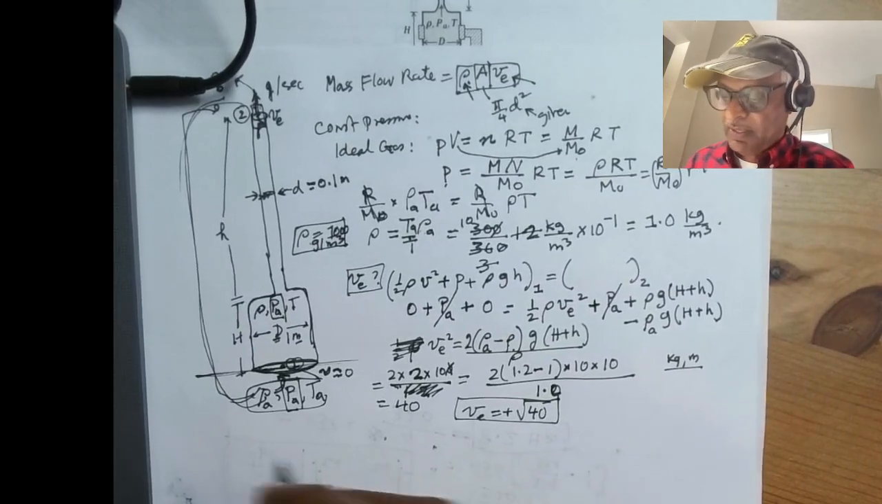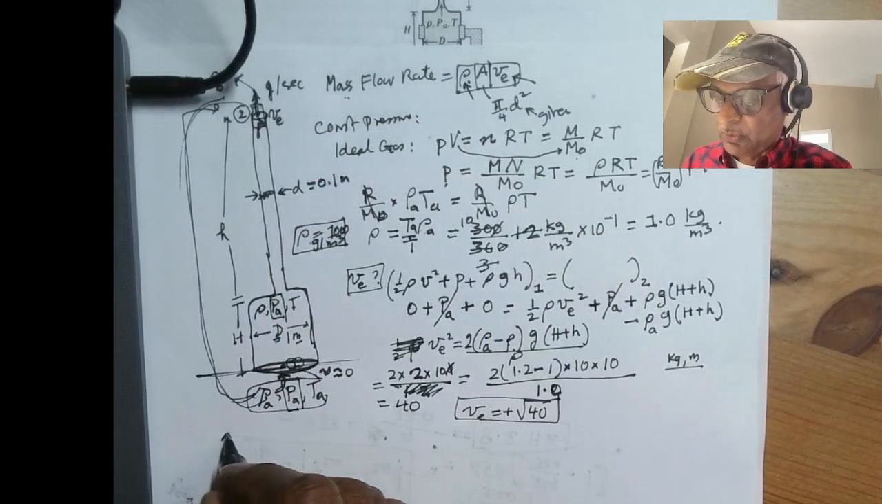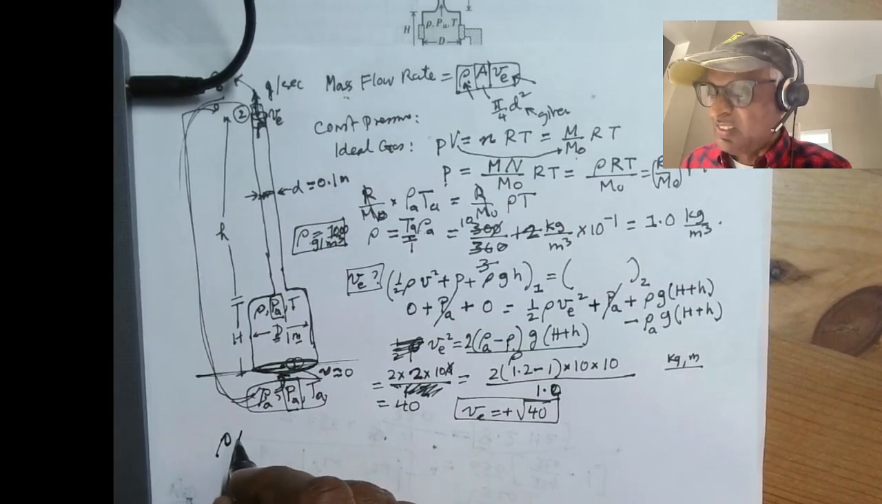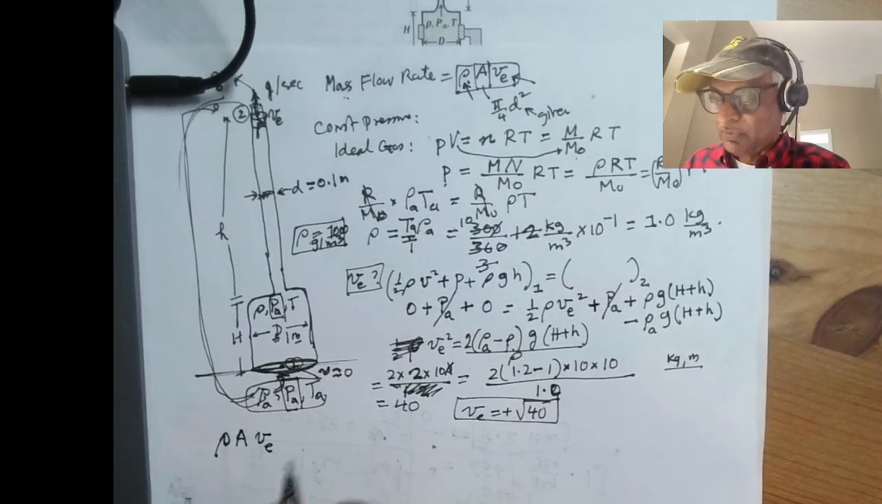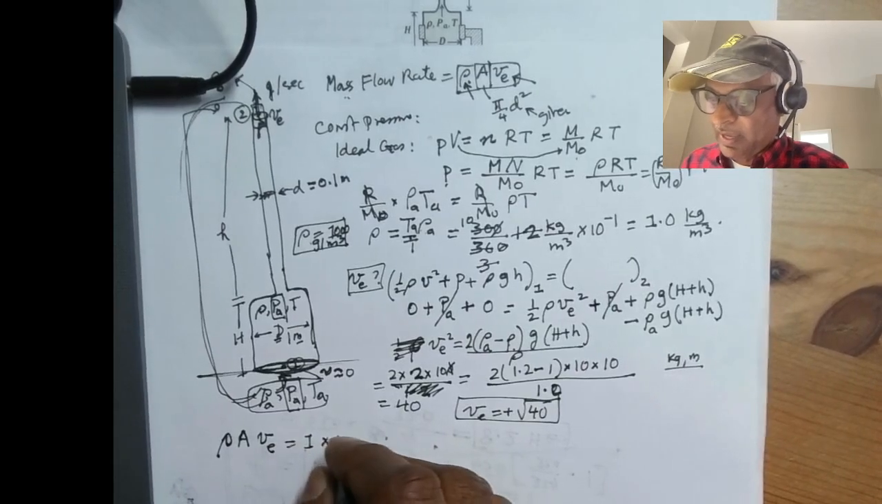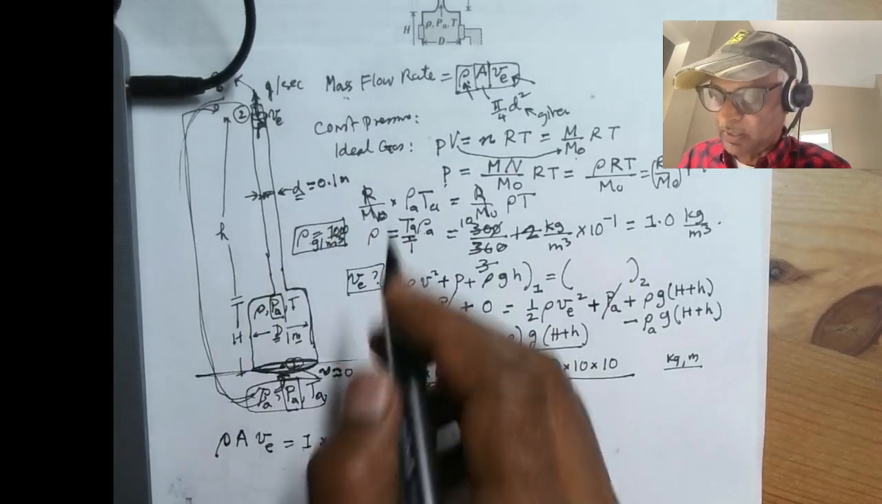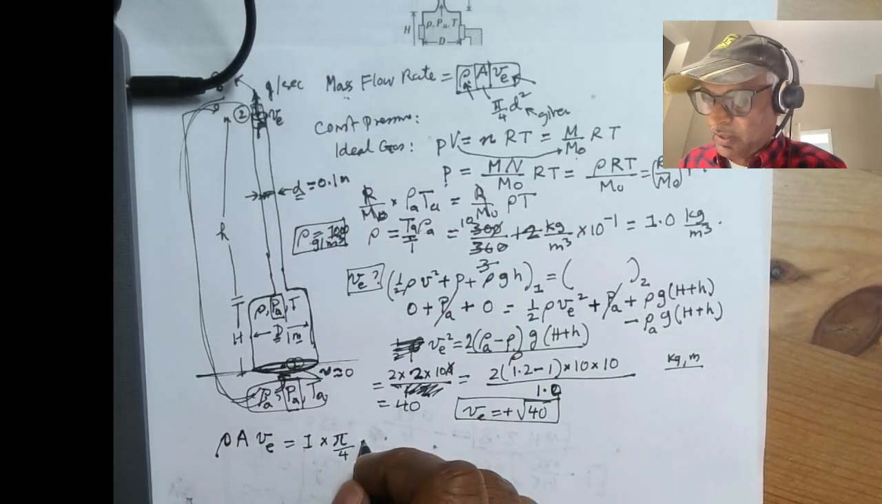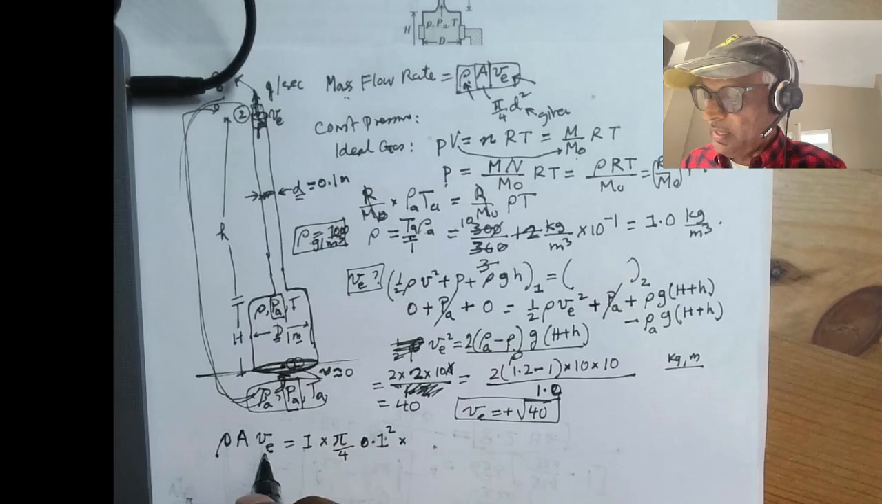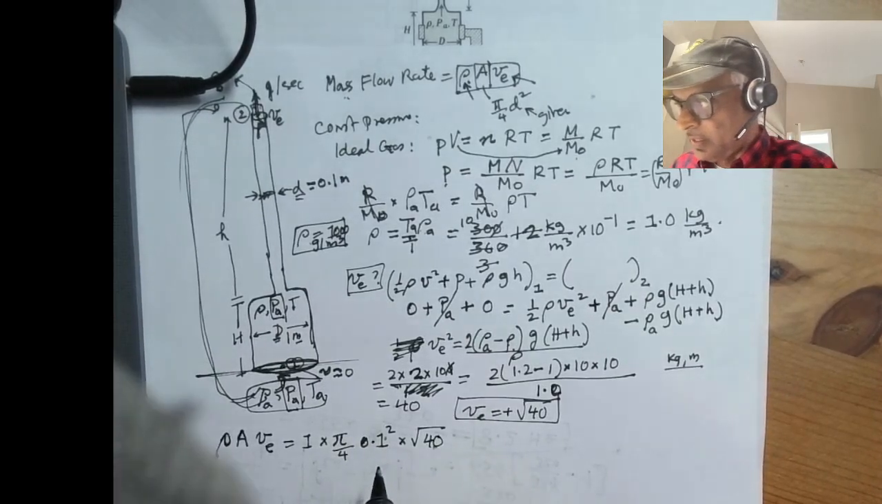So we need to calculate the mass flow rate: rho times A times V_E. Rho turned out to be 1, and A is pi over 4 d squared, with d equal to 0.1 squared, and V_E is the square root of 40.